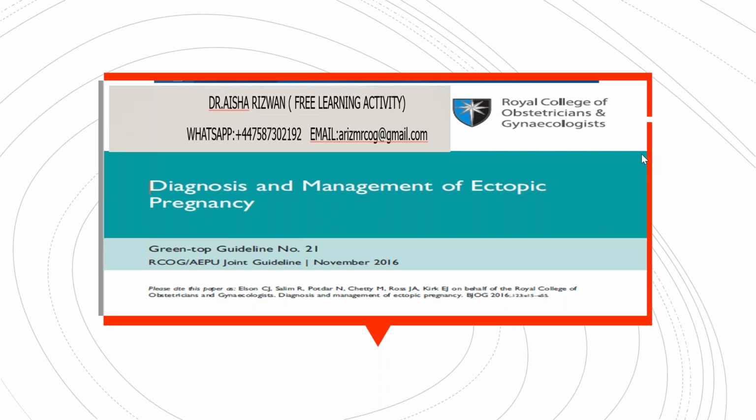Another question they can ask you is, what is the overall success rate of methotrexate for tubal ectopic pregnancy? Your answer is 65 to 95%. Okay. So what is the success rate of the methotrexate treatment in cases of tubal ectopic pregnancy? 65 to 95%. Another question they can ask you is, how many patients will require a second dose of methotrexate? Your answer is 3 to 27%.